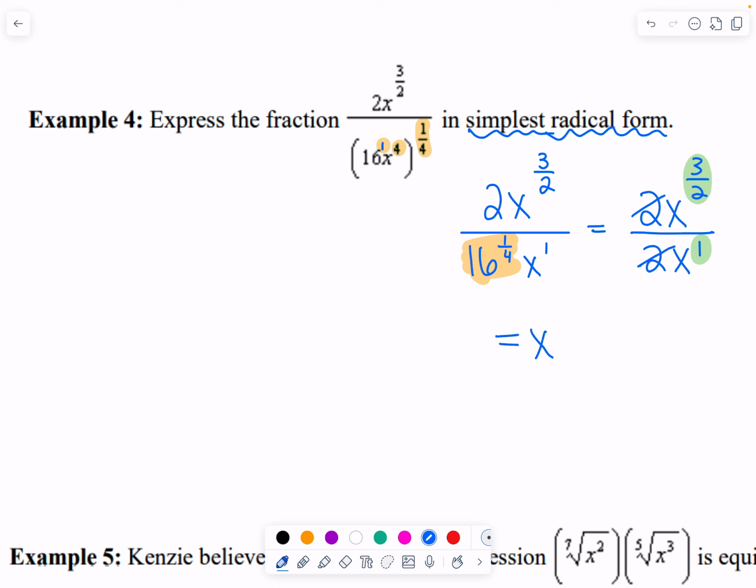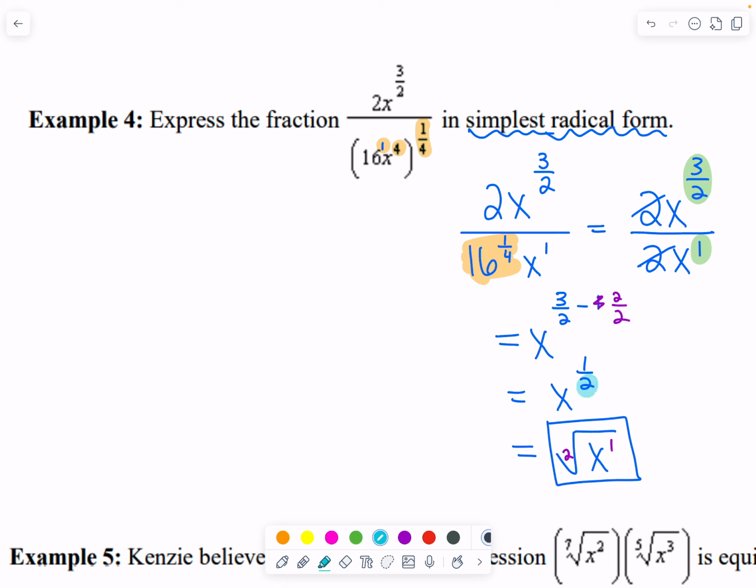Not that you have to write this, but this is what we're doing. And just to think about, I could write this as 2 over 2 because I'd have to have equivalent denominators, right? Common denominators. So this should give me x to the 1/2, which in radical form would be the square root of x. You don't have to write the 2 here and the 1 here, but you can. Because again, this was my power of 1 over my root of 2.